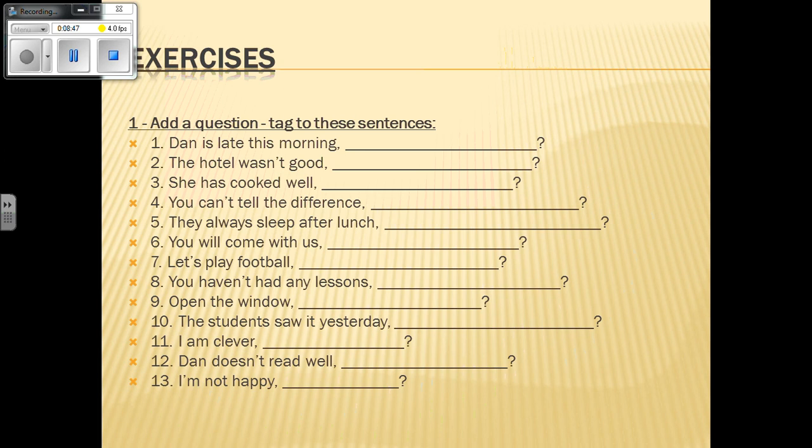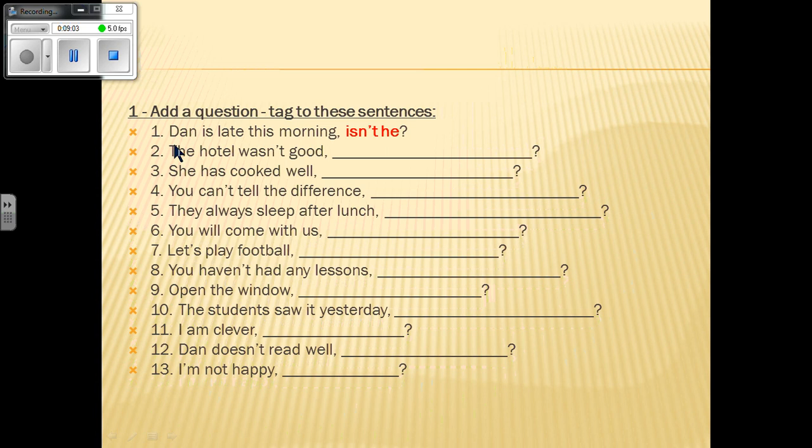Number one, Dan is late this morning. We have verb to be here in the affirmative case. So simply it will be isn't, right? Isn't. And Dan is a boy. So it will be isn't he? The hotel wasn't good. We have wasn't here as a helping verb, but it's in the negative form. So the answer must be in the affirmative form. Was. The hotel is it. Was it?